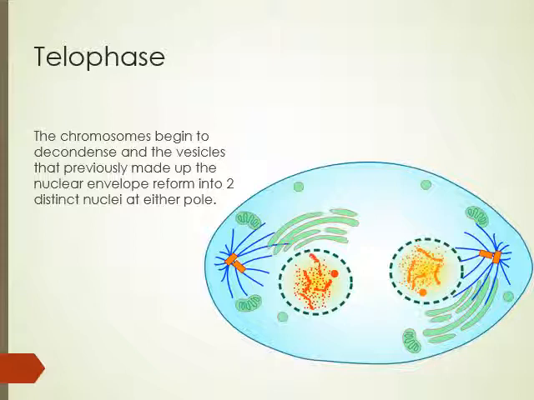Telophase is where the nuclear envelope is going to reform. The chromosomes begin to decondense. Effectively, we're getting right back to where we started. You've got two distinct nuclei now, each of which have the exact same set of instructions in them. So you have two identical daughter nuclei at either end of the cell.